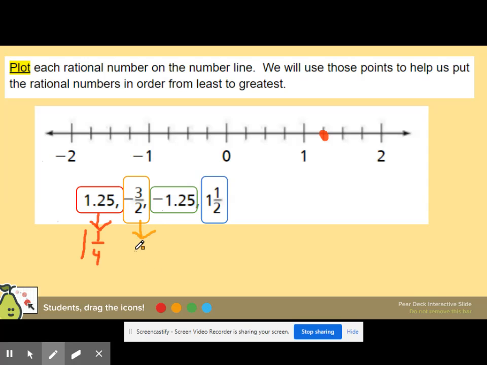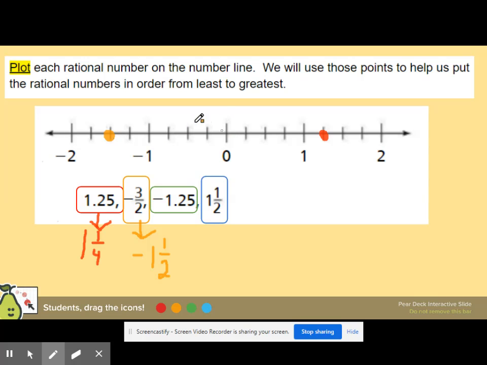So I'm going to rewrite this. This is the same as negative 1 and a half. Okay, I know how to deal with halves. I can do this. So negative means goes backwards, but you always start at 0. So I have to go backwards 1, and then I have to go back halfway between this whole number and the next whole number. So my dot's going to go here.